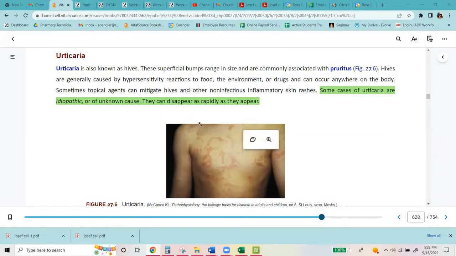Urticaria is also known as hives. These superficial bumps range in size and are commonly associated with pruritus. Hives are generally caused by hypersensitivity reactions to food, the environment, or drugs, and they can occur anywhere on the body. Sometimes topical agents mitigate hives and other non-infectious inflammatory skin rashes. Some cases of urticaria are idiopathic, or of unknown cause. They can disappear as rapidly as they appear.